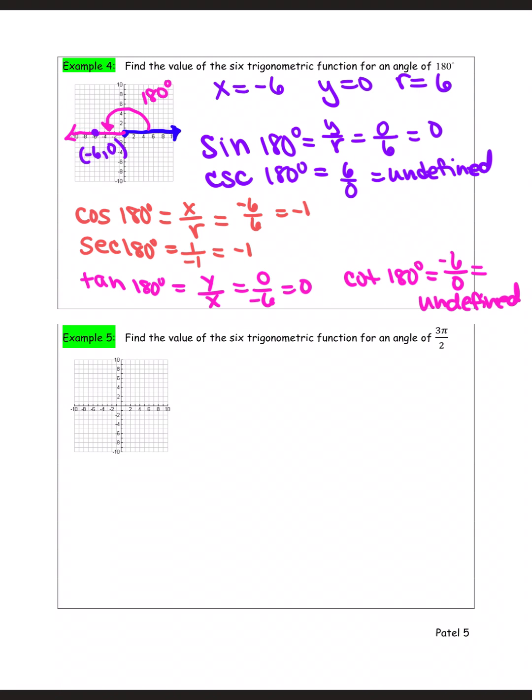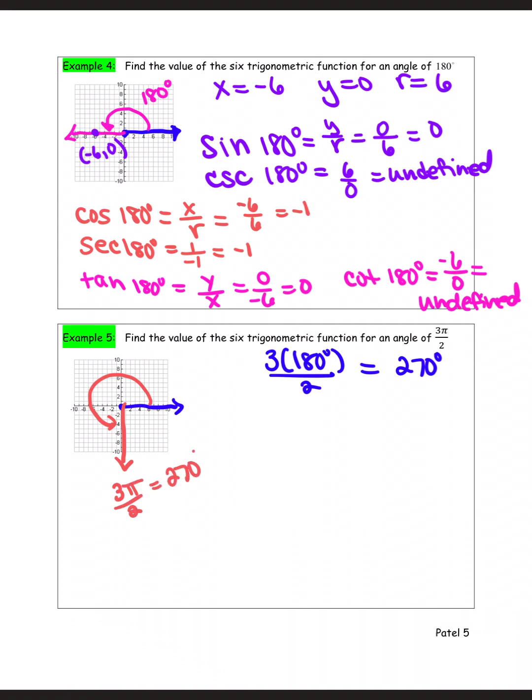Example 5, find the values of the six trig functions for the angle 3 pi over 2. If you don't know where 3 pi over 2 is, remember pi is 180. So 3 times 180 degrees divided by 2, that gives me 270 degrees. So you have your origin, your initial side. We're going counterclockwise, and we land at 3 pi over 2, which is no quadrant, which is the same thing as 270 degrees.